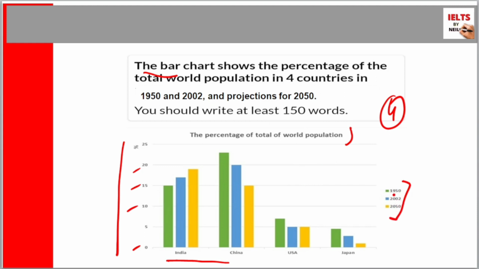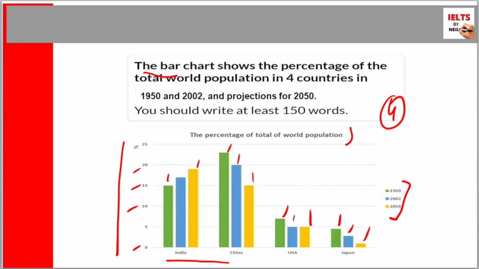Green represents 1950. All this green here, here, here, this is the data for 1950. Blue represents 2002, blue here. And yellow represents 2050. Of course, the year 2050 has not come, so it will be predictions, right?